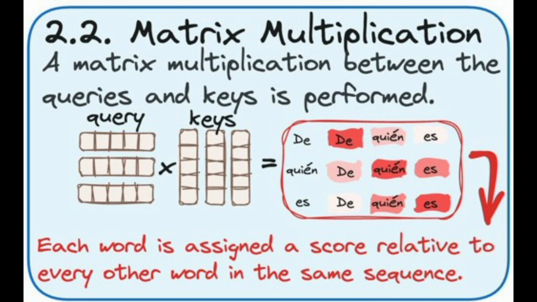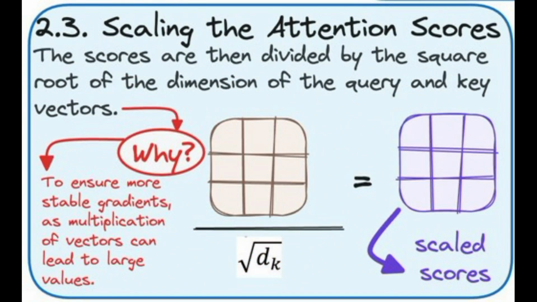Exactly. And the way it determines those best matches is through some math. It calculates a score for each query and key pair to see how compatible they are. Hold on, before we get too deep into the math, can you give me an example, like with a real sentence?